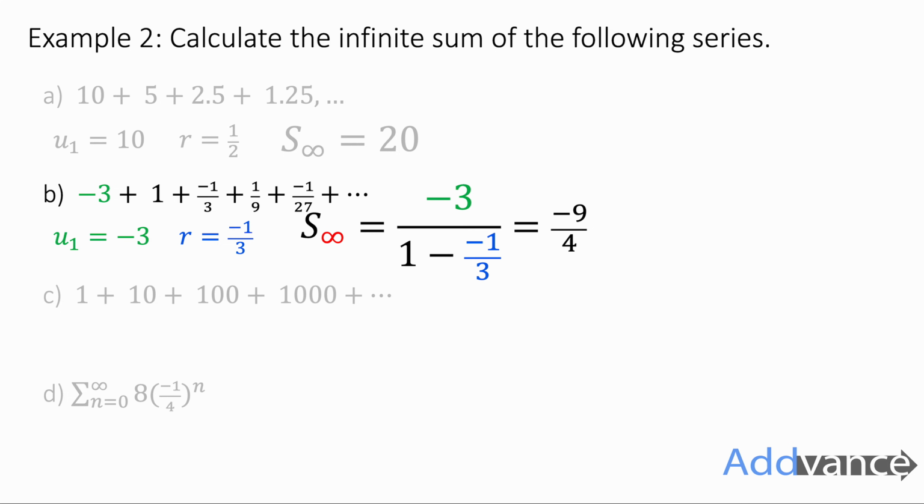Be careful there. On the bottom of this fraction, we have 1 minus minus 1/3. That is a double negative, and you do have to type in both negatives. There's a negative from the formula, and there's a negative from the fraction. So just be careful there. It's easy to forget one of your negatives and get the wrong answer.